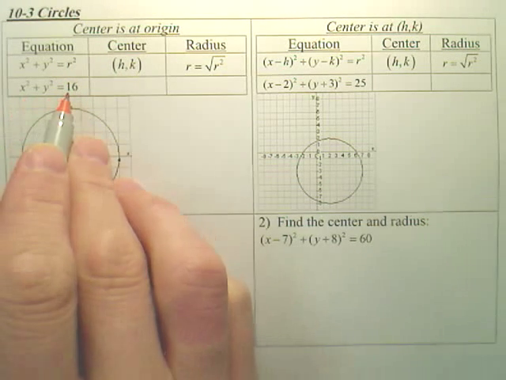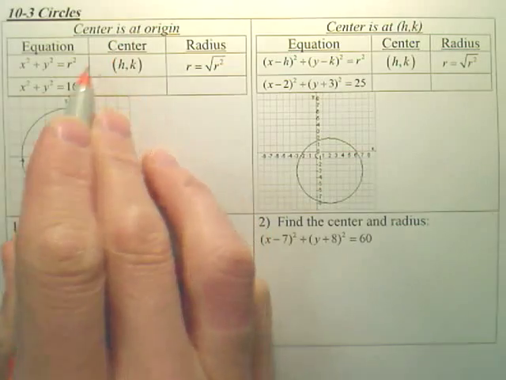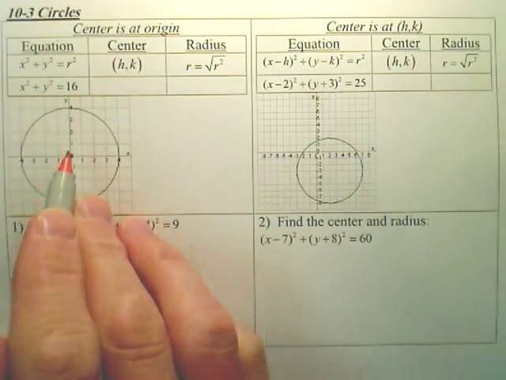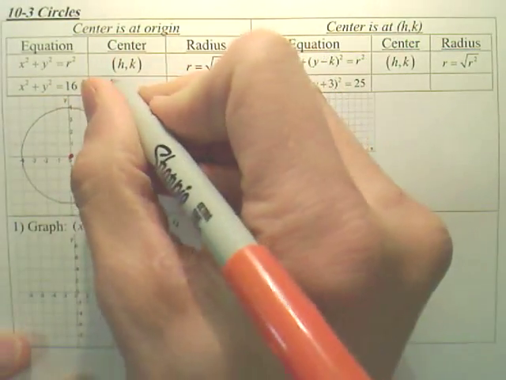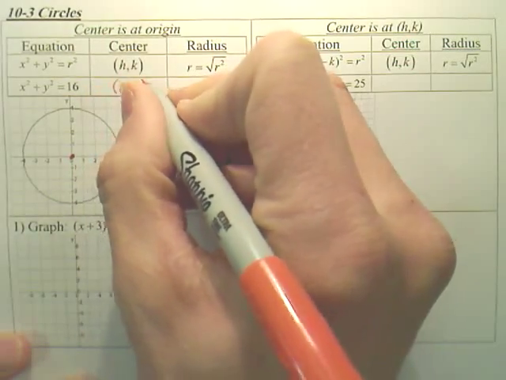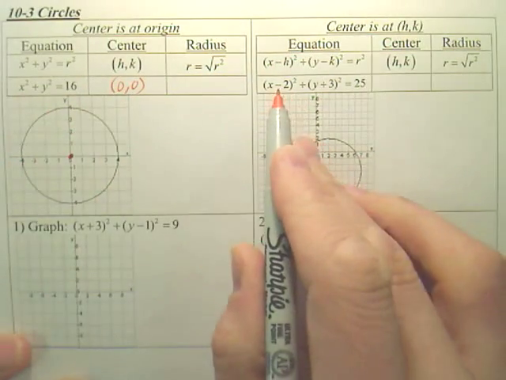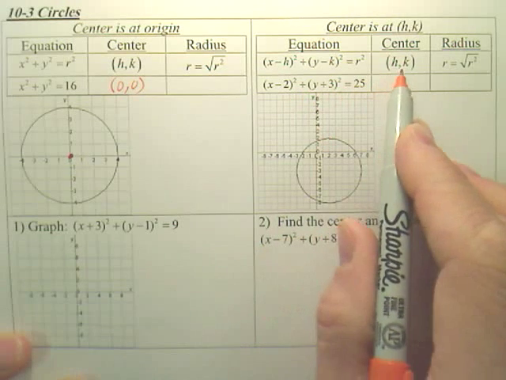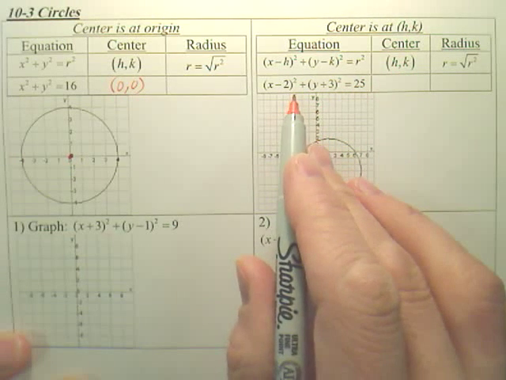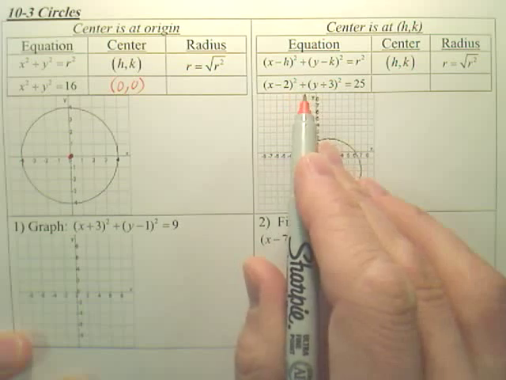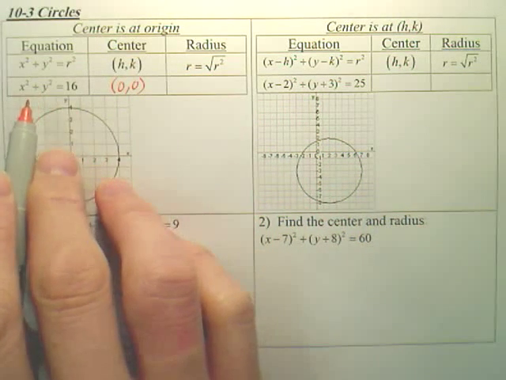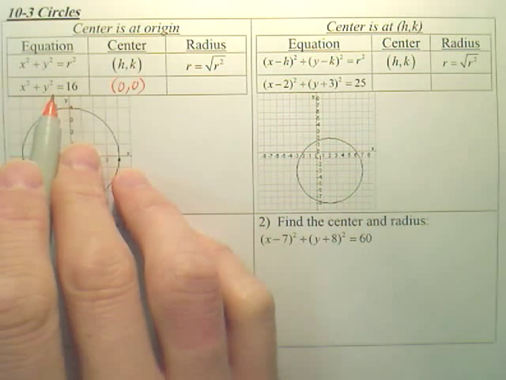So if we look at this problem right here, what is the center? Well, the center is hk, but in this particular problem we said it's at the origin, so the center for this one is at 0, 0. Now if you look over here, the center changes. There's an hk idea. You've got to think back to parabolas first semester to understand that. But we'll talk more about that in a second.